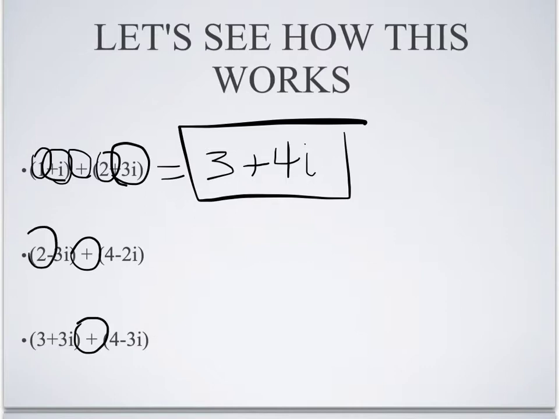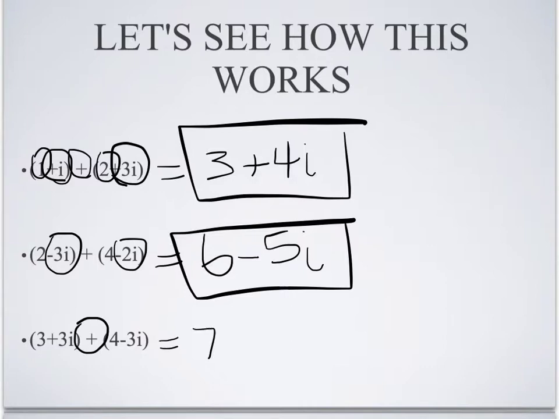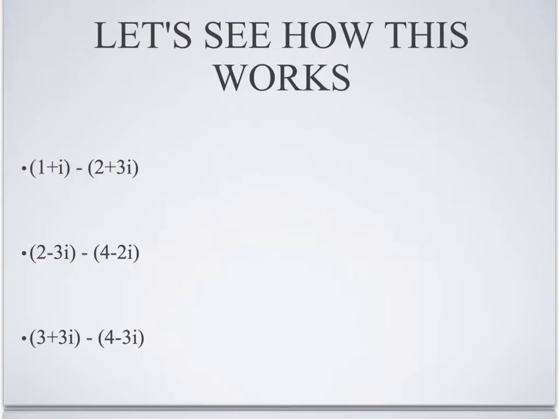The second problem. 4 plus 2 is 6, and negative 3i, well, let me erase some of that, it's kind of in the way. Okay, and negative 3i plus negative 2i gives us negative 5i. We are just combining like terms when we add and subtract. So for the last one, 3 plus 4 is 7, and 3i plus negative 3i is 0, so we don't have to write the i on that one.